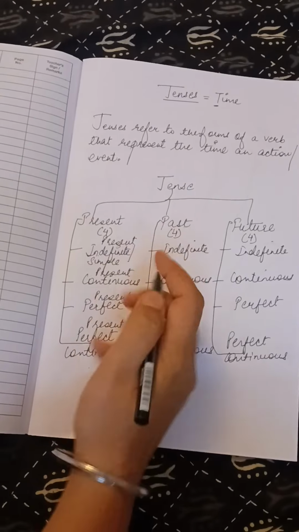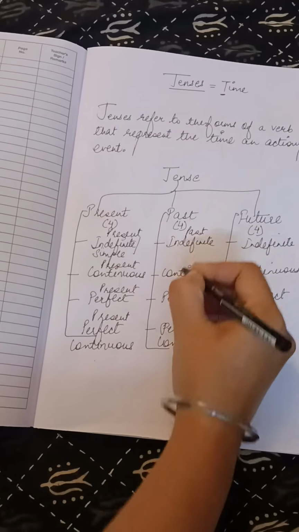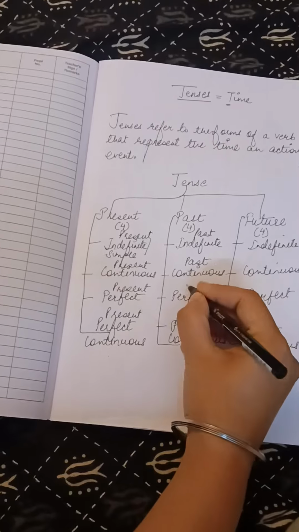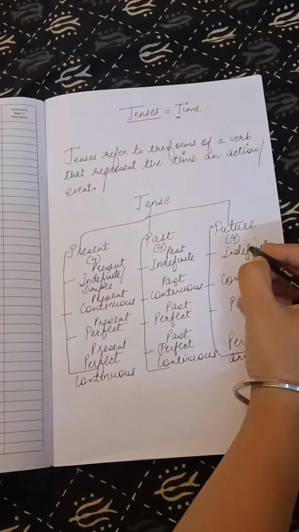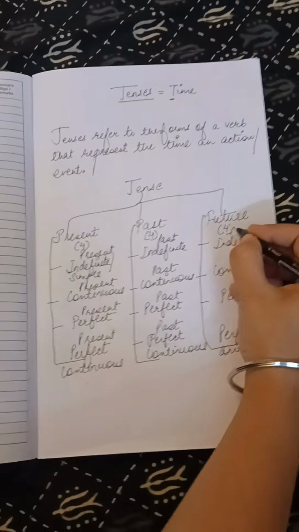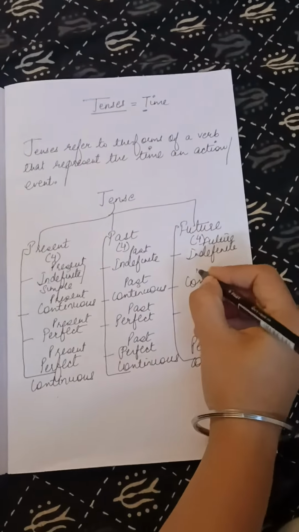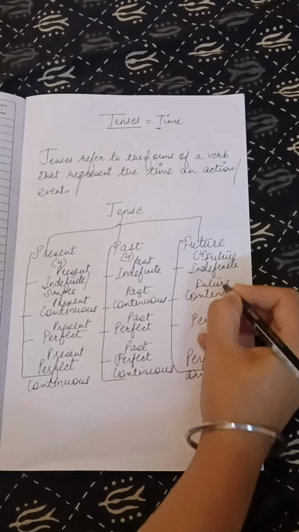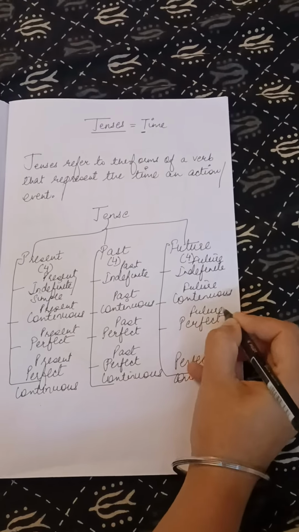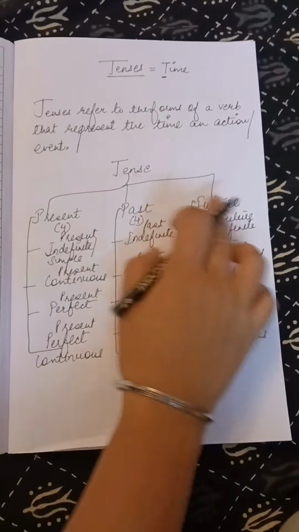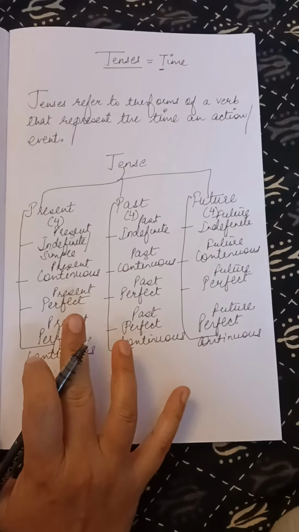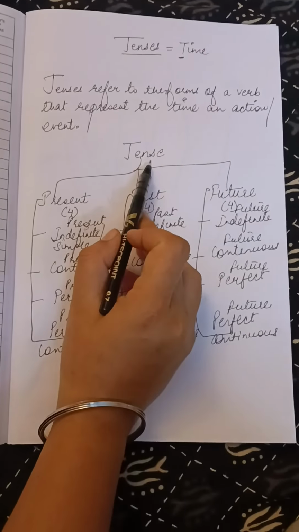In this similar manner, past indefinite, past continuous, past perfect, past perfect continuous. Similarly, future indefinite, future continuous, future perfect, and future perfect continuous. So these are the names of 12 tenses. I repeat, Tense was a father.